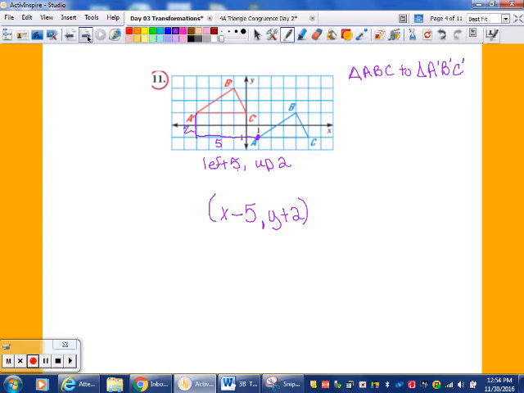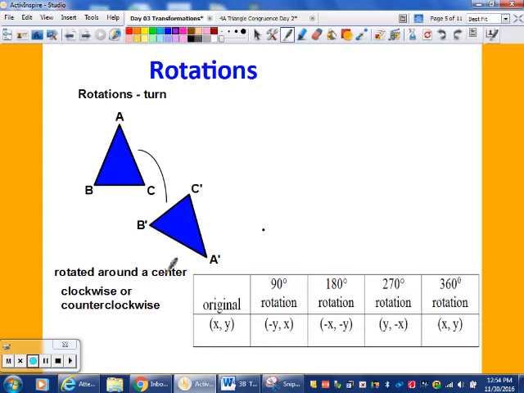Alright, so that's translations. Now let's talk about rotations. A rotation is simply when you turn the object. They're rotated around a certain center. For this particular class, we always rotate about the origin. Okay? Rotations are mostly counterclockwise, unless stated otherwise. So if they tell you to rotate something by 90 degrees, they want you to rotate counterclockwise. Okay?